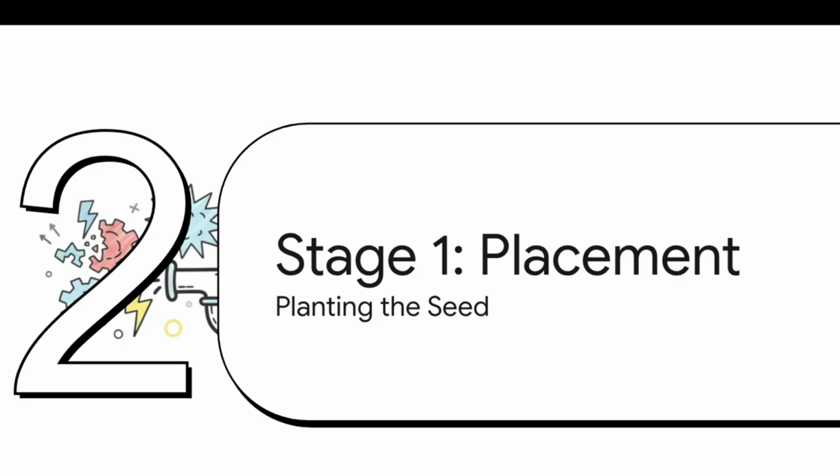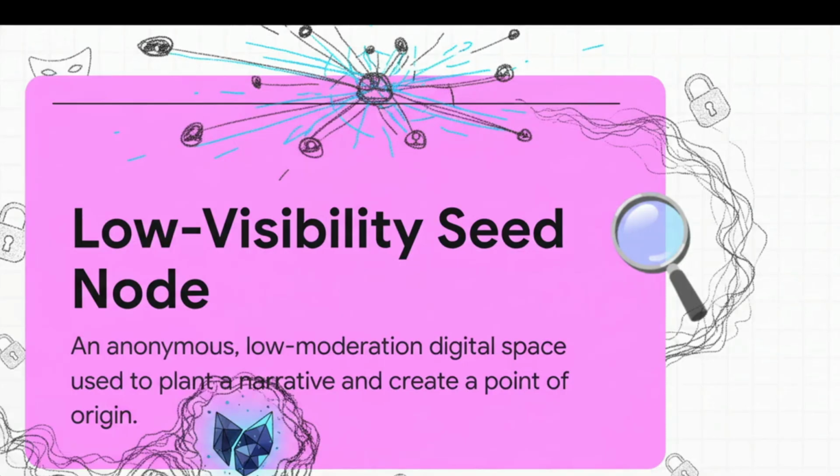Stage 1, placement. This is where every single laundered lie begins its journey. And it doesn't start with a bang, it starts with a whisper. The whole thing starts in what researchers call a low-visibility seed node. You can just think of it as a dark, anonymous corner of the internet. Now, the goal here is not to go viral. Not yet. It's just to plant the seed, to create a point of origin that can be conveniently discovered later on.